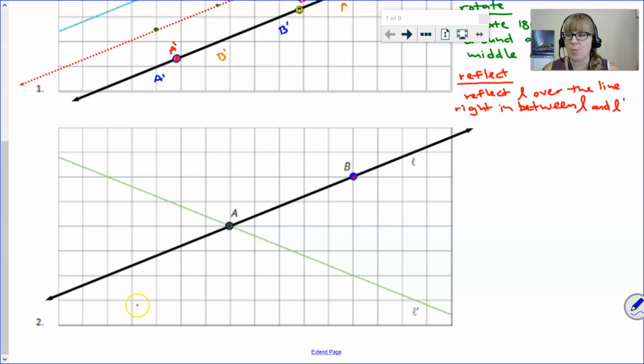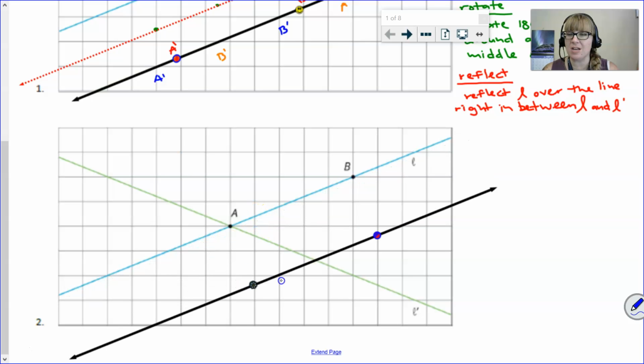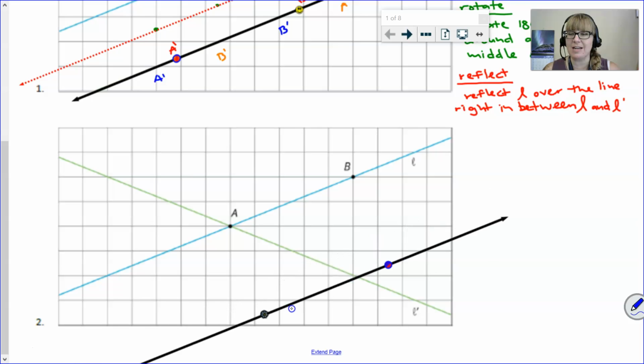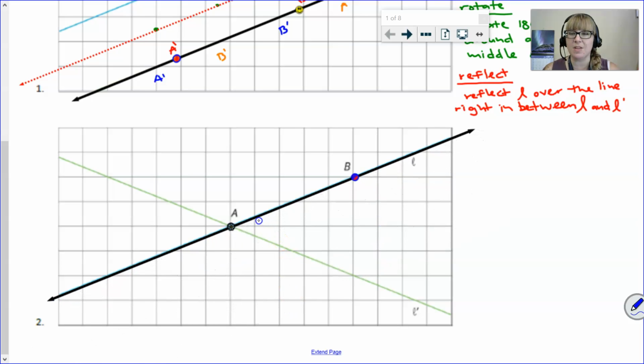And now that we're back, I hope that you can see that there is not a translation that will take L to L prime. Knowing that I'm just sliding this, I'm not spinning it, because that's the definition of a translation, there's no way that I'll get it to be able to line up. So let's acknowledge that by saying, translation, there isn't one that's possible. Not possible to translate it.